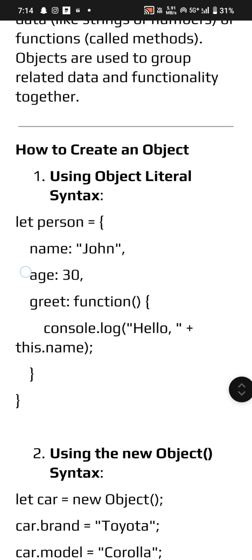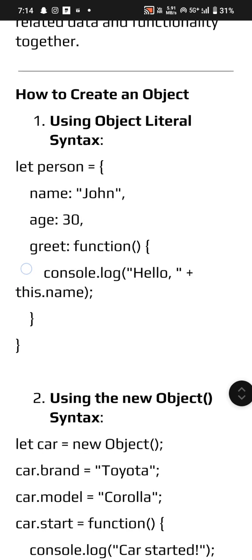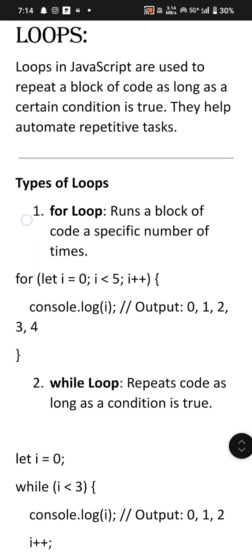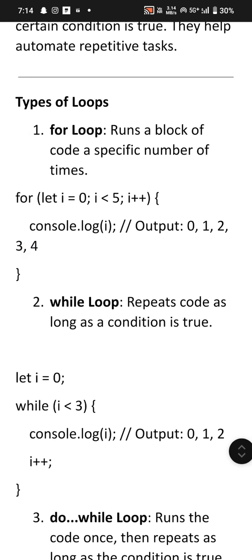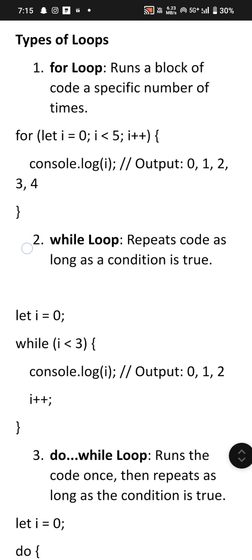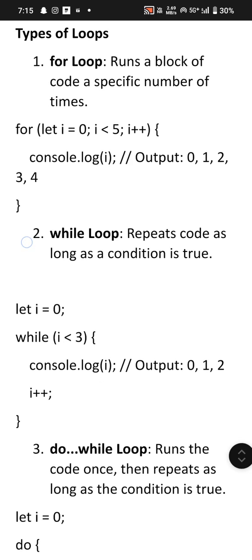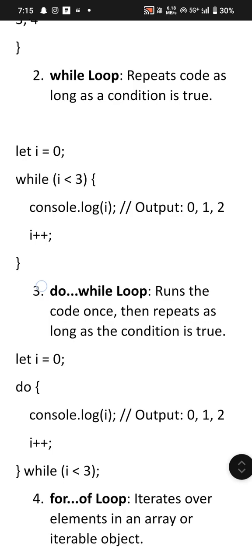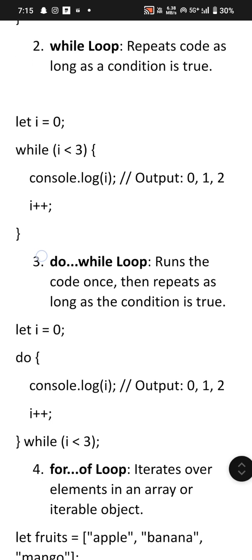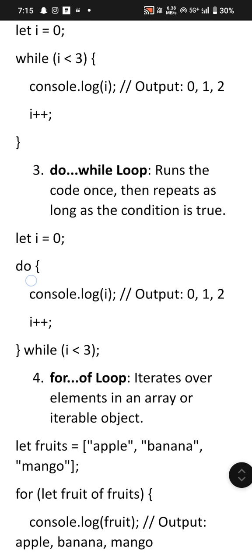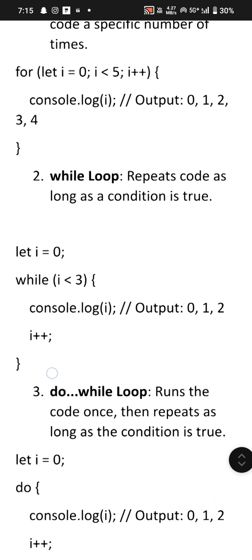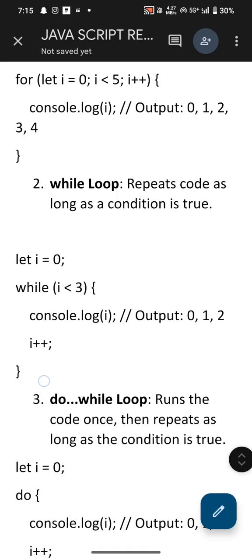Loops. Loops help automate repetitive tasks by running code multiple times. The for loop is great for running a block of code a specific number of times. While loops repeat as long as a condition is true, and do-while guarantees at least one execution. For working with arrays, the for-of loop is handy, while the for-in loop is perfect for iterating over object properties.